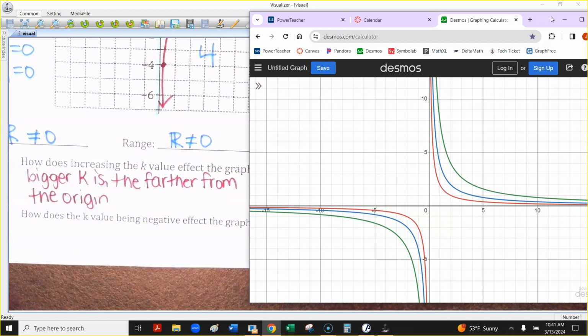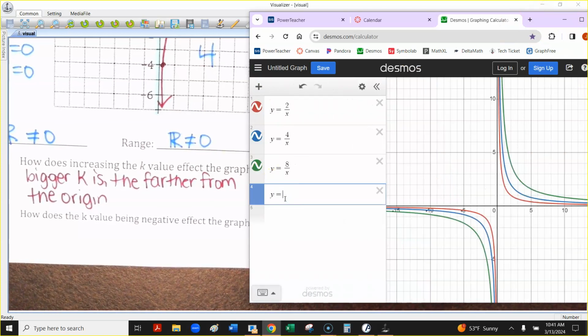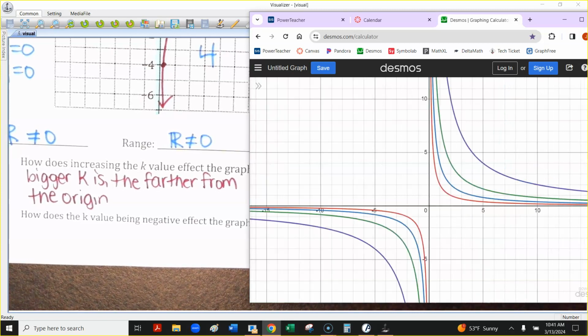So like if I had k was 20, here I can tell you what, I'll just show you. If I made it 20, so y equals 20 over x, it just pulls it. You guys can see that's that next one that it just pulls it away from the origin. It's the same shape, it's in the same quadrants, same asymptotes, everything, same domain, same range, it's just kind of further away. So the bigger your k value, the further it is.